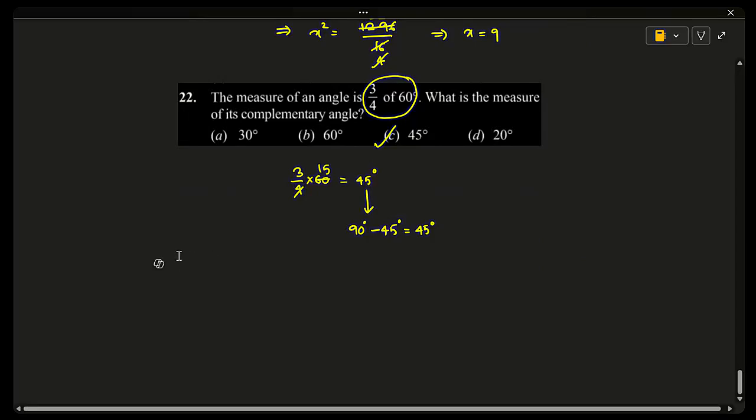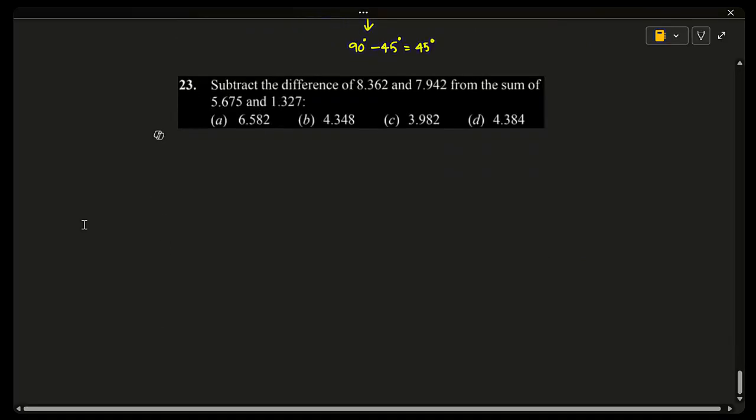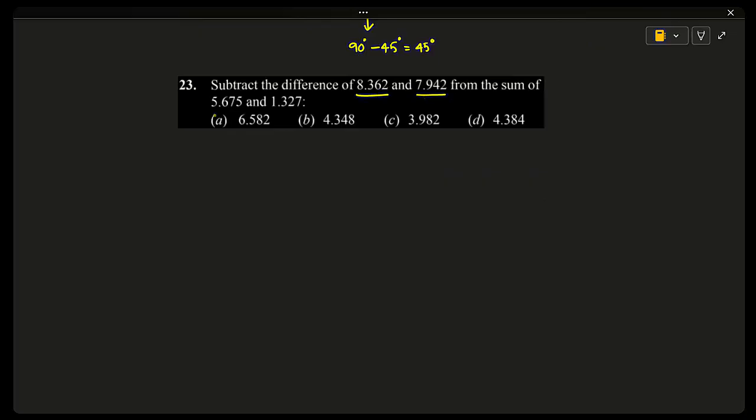23. Subtract the difference of this number and this number from the sum of these two. So first let us add these two, that is 5.675 and 1.327. We have to find the sum. 12 to 1 carry, that is 0 1, again 10, 0 1 carry, that is 7. 7.002 is the sum. And now let us find the difference of these two, 8.362 and 7.942. The difference is 0.420.